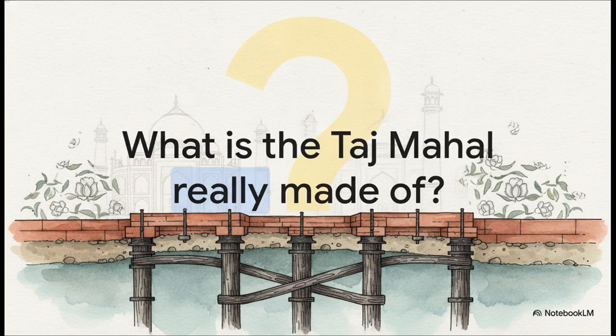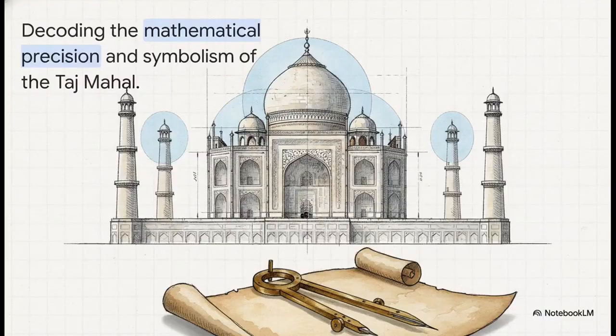We all know the famous story, right? Mughal Emperor Shah Jahan builds this breathtaking mausoleum for his beloved wife, Mumtaz Mahal. It's the ultimate monument to love. But when we look past the romance, what is the Taj Mahal really made of? As we start peeling back the layers, we're going to shift our perspective from surface-level beauty to some incredibly deep underlying structural truths. So, decoding the geometric masterpiece.